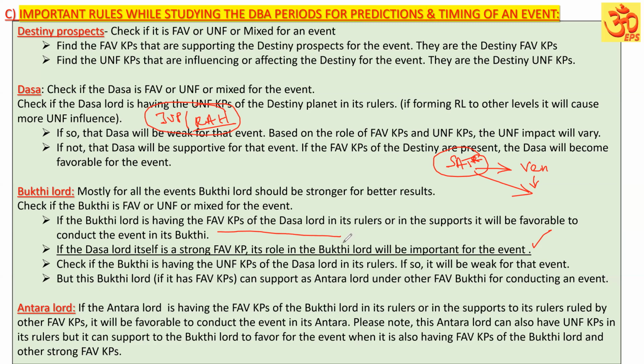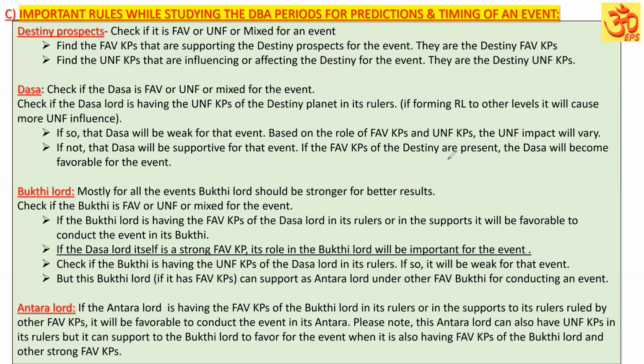Similarly, one Buddhi lord can have good key planets in its rulers. One of them, the dasa lord's key planet, also may be there in the Buddhi lord, so that will become favorable. But among the two Buddhi lords which are having favorable key planets, the Buddhi lord which is having the dasa lord itself, if it is a key planet, in its rulers will become stronger than the other Buddhi lord.